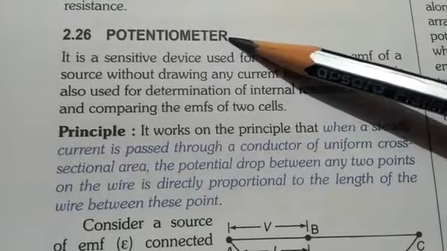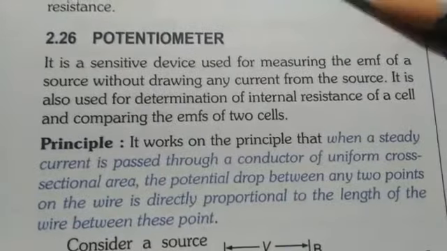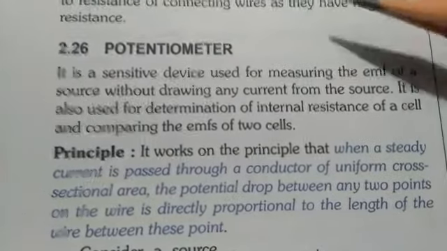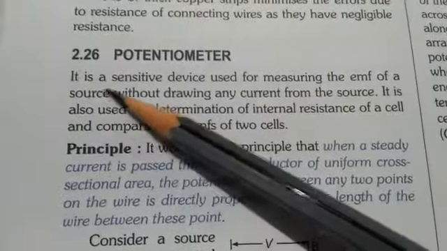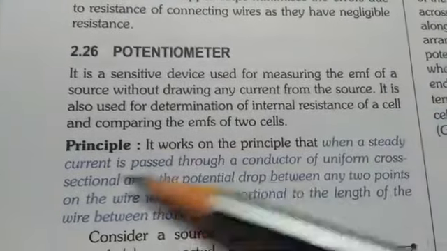So here you can see the name is written: potentiometer. Okay. So first see for what purpose it is used. It is a sensitive device used for measuring the EMF of a source.